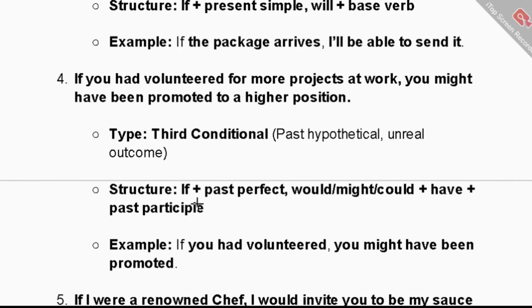Like in this example, if plus past perfect, here past perfect, had plus V3, comma, would, or any modal verbs you will get here, may, could, anything. Then plus have plus past participle, that is been promoted. If you had volunteered, you might have been promoted. Means you did not volunteer, that's why you were not promoted. So this is called third conditional.